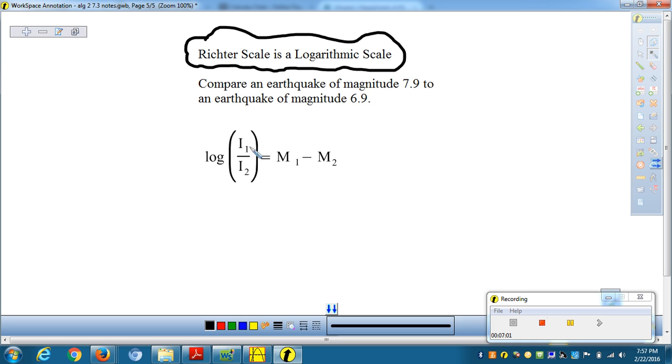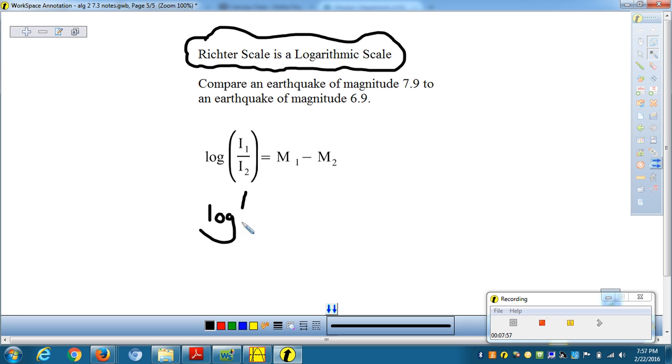The way we do this is we want the intensity of the first earthquake over the intensity of the second earthquake. And over here, the m is the magnitude of the first earthquake and the magnitude of the second earthquake. Probably easiest always to put the bigger intensity on the top. And by isolating I sub 1 over I sub 2, that's going to be our comparison of the two earthquakes. So if we can isolate I sub 1 over I sub 2, then we can see how many times bigger the first earthquake is to the second.